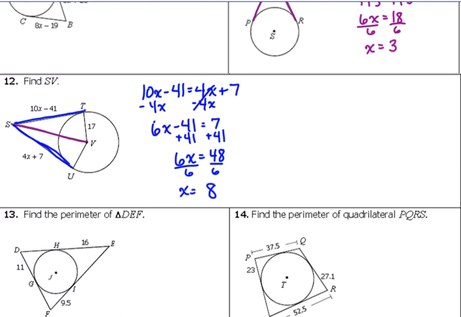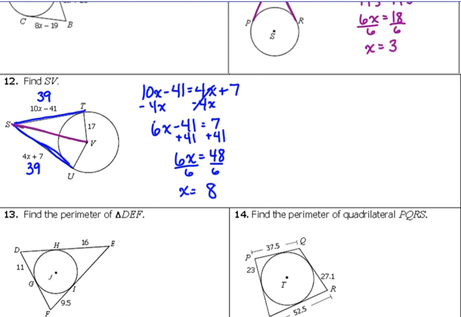Now, we still haven't found the answer. They want SV. That's not just x. Well, once we know x, we can plug it in, right? 10 times 8 is 80. 80 minus 41 is 39. I want to confirm that. 4 times 8 is 32. 32 plus 7 is 39. Okay, so we're good there. But that's still not what they want.